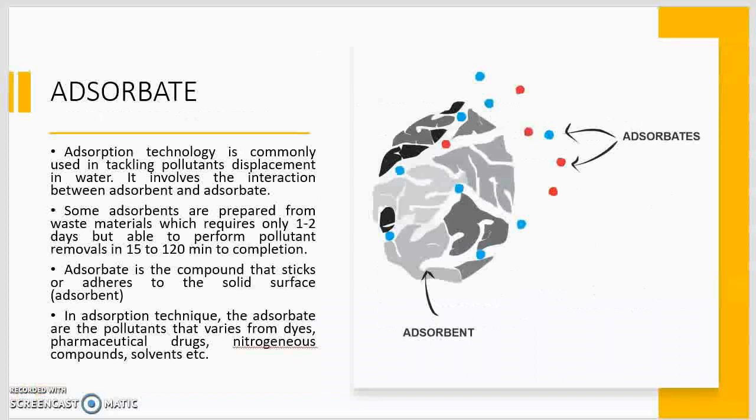So this is a simple schematic showing how the adsorption process occurs. Basically, adsorption technology is used in tackling pollutant problems in water or wastewater. It involves the interaction between the adsorbent and adsorbate. As you can see in the figures, the grey figures are the adsorbent, and the blue and red spots are adsorbates, which in this case are the pollutants.